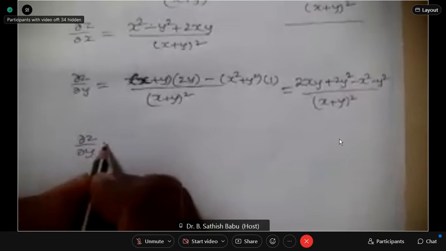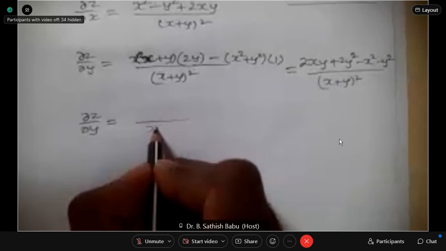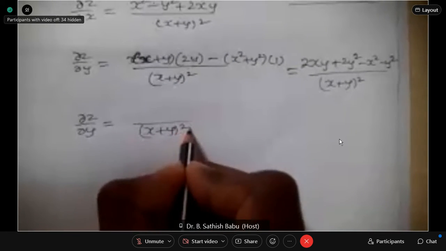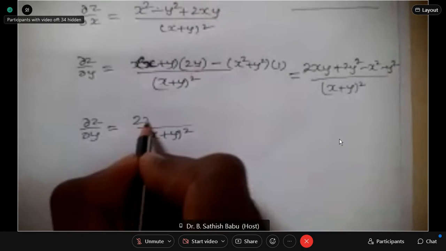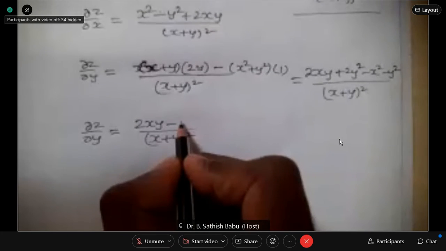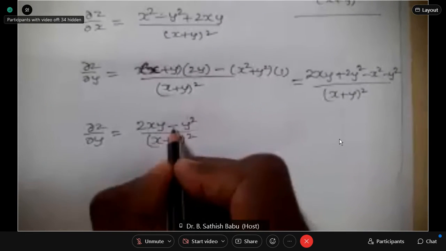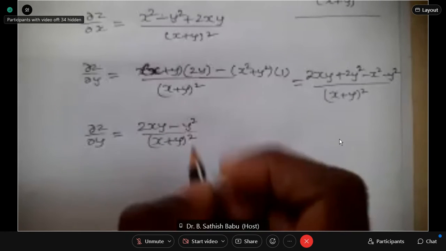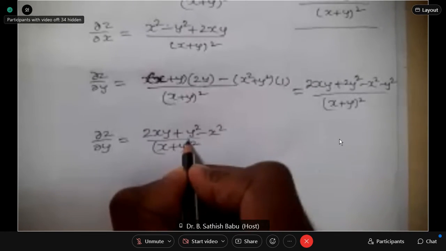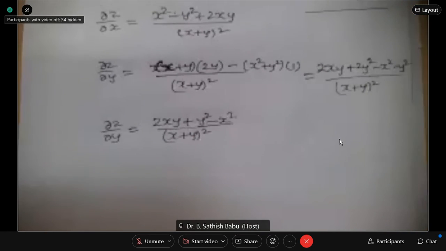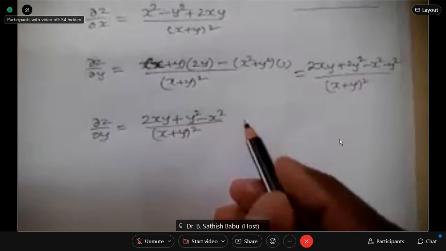So dou z by dou y will become, what is that simplification? It is 2xy as it is, plus y square minus x square. Good. Is it correct here?